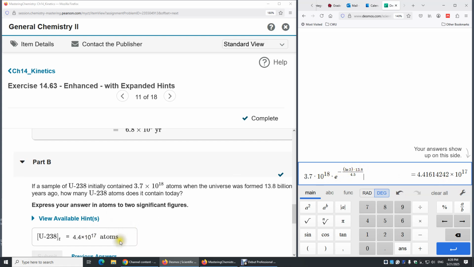So now we have this. Usually we use this equation for concentrations, but when we look at the same sample, we assume the volume is the same. So the concentration is proportional to the number of atoms.